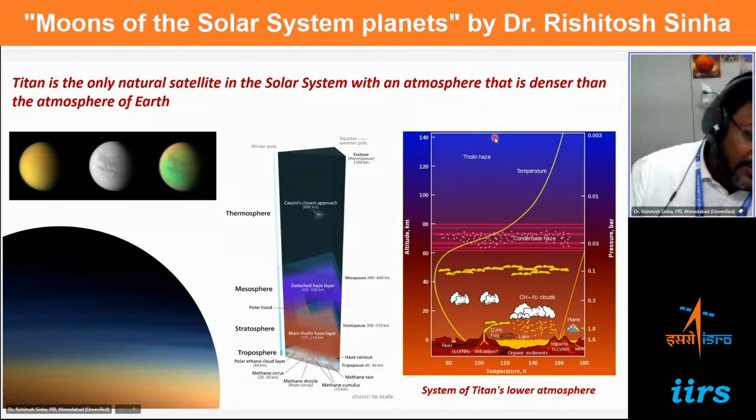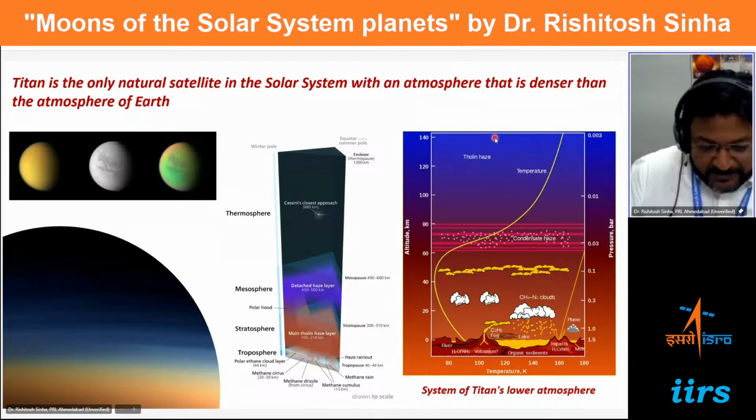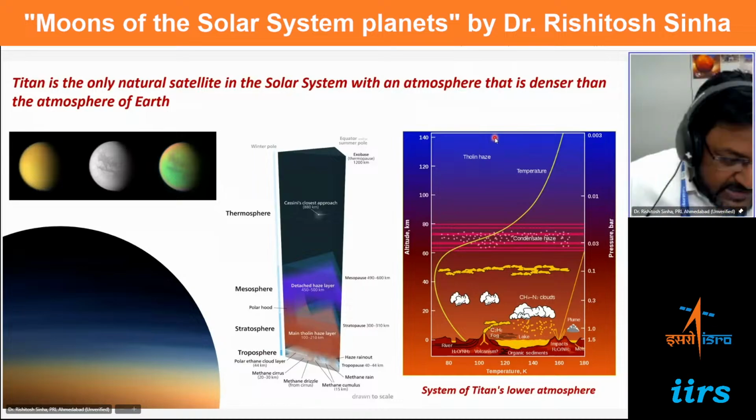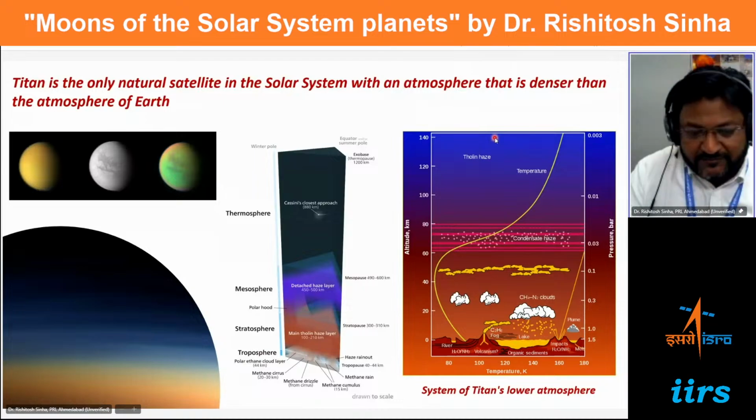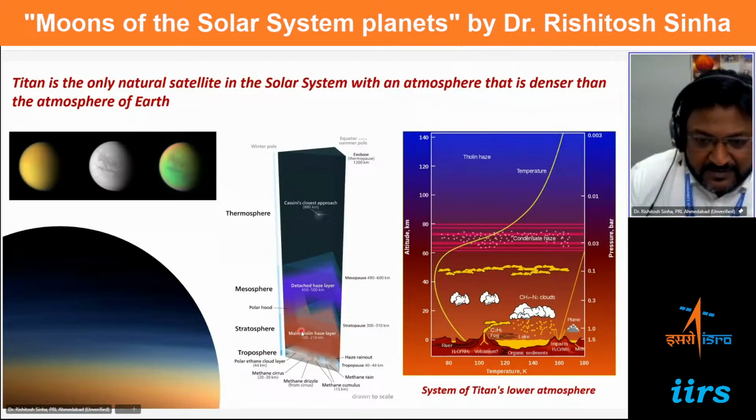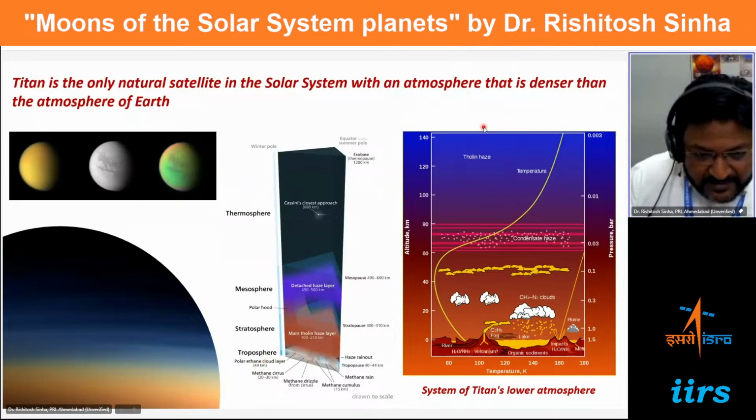So tholins basically represent a wide variety of organic compounds which are expected to form by solar ultraviolet or cosmic ray irradiation of simple carbon containing compounds. These carbon containing compounds can be carbon dioxide, methane, or ethane. When these are irradiated, tholin is formed. So it basically represents that particular class of compounds. That is there at an altitude of somewhere around 120 to 140.